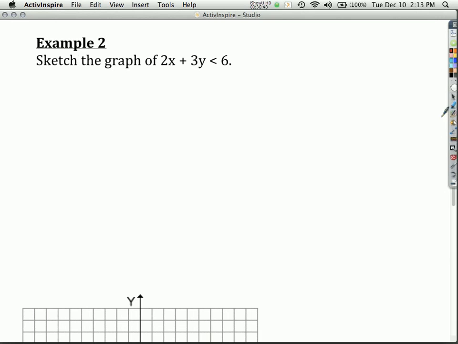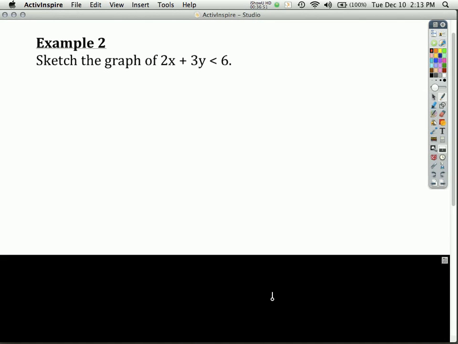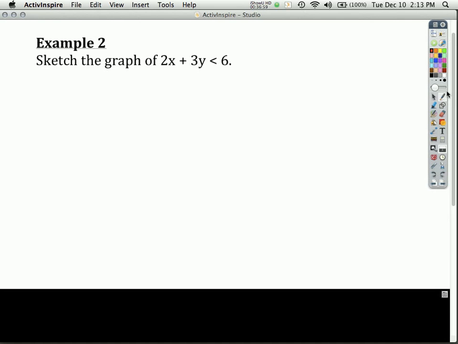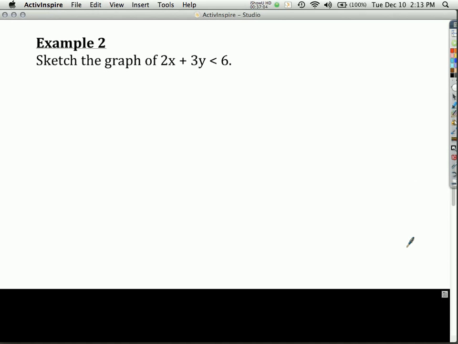So, we want to graph 2x plus 3y is less than 6. You have 3 different methods for graphing. They're actually still up there. You learned how to graph using a table of values, graph using intercepts, or graph using slope-intercept form. Today, I'm going to choose for us. When you have your own classwork and homework assignment, you can choose which method works for you.